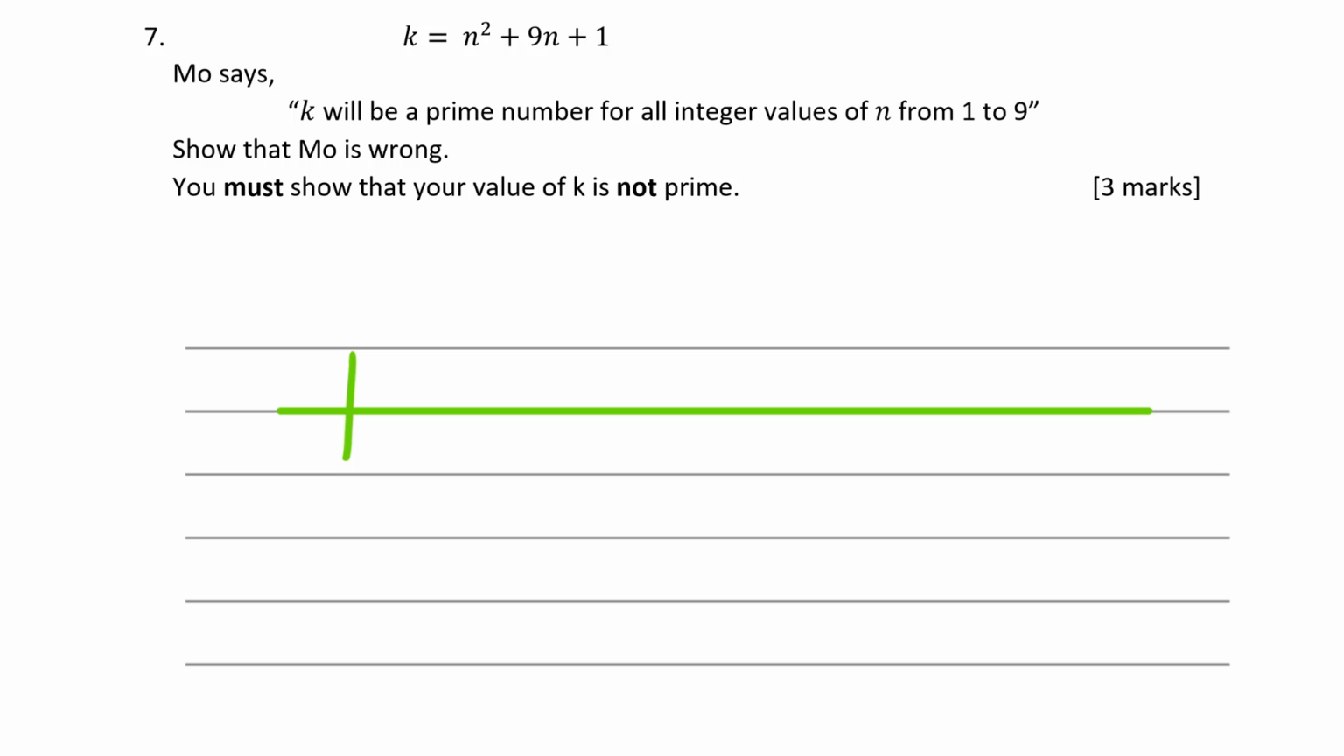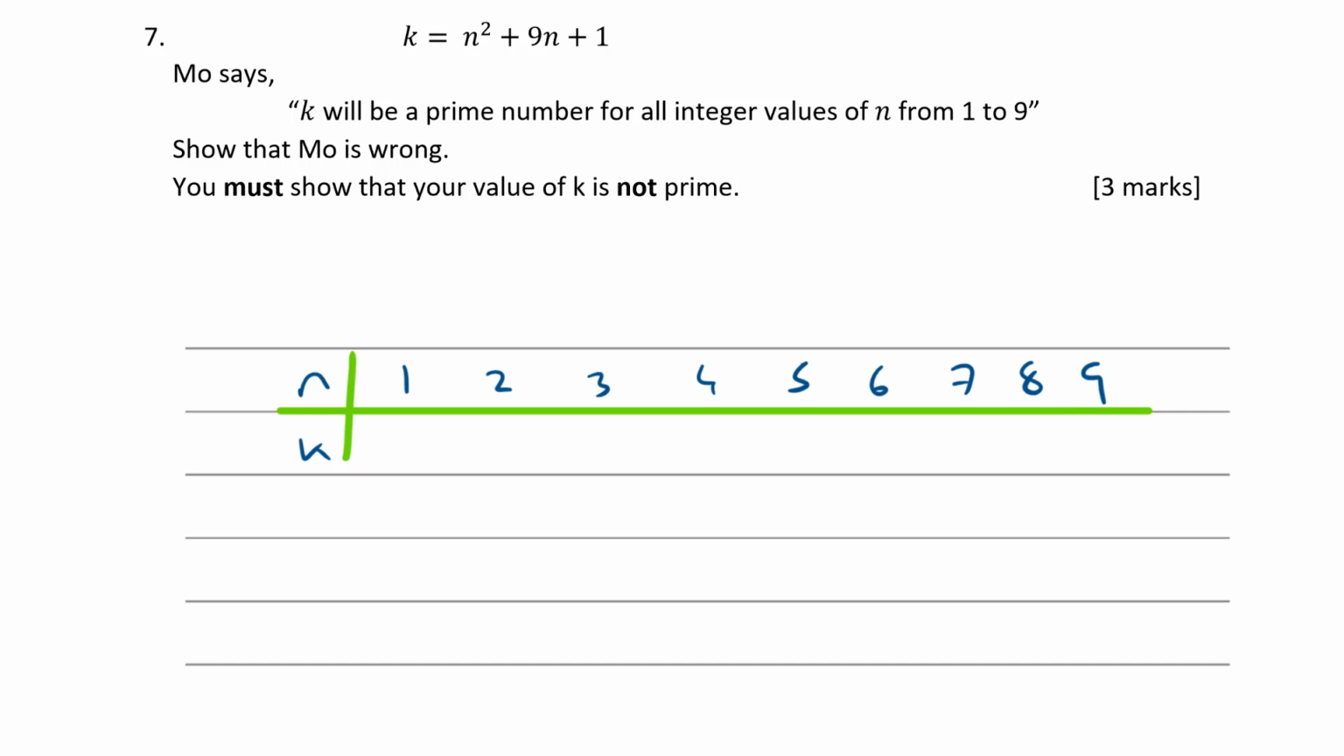So I've got my input values, which are n, and my output values, which are k, aren't they? So n can be any number between 1 and 9, like 1, 2, 3, 4, 5, 6, 7, 8, 9. Don't know if I'm going to have to do the whole table. Right, so what's the value of k then?